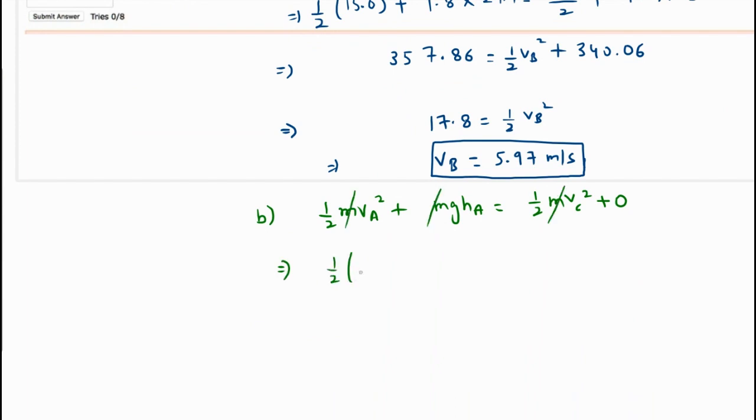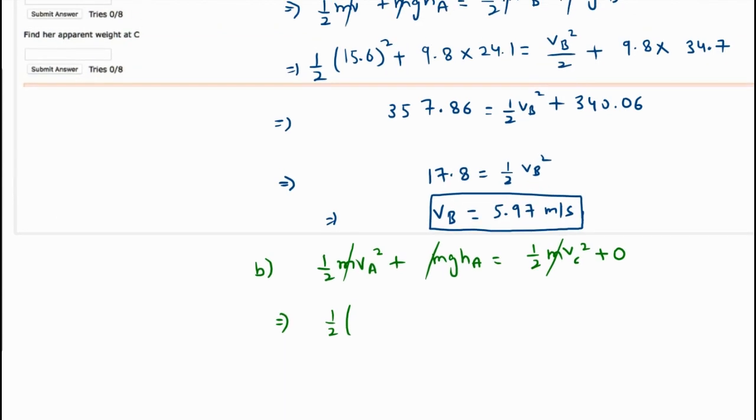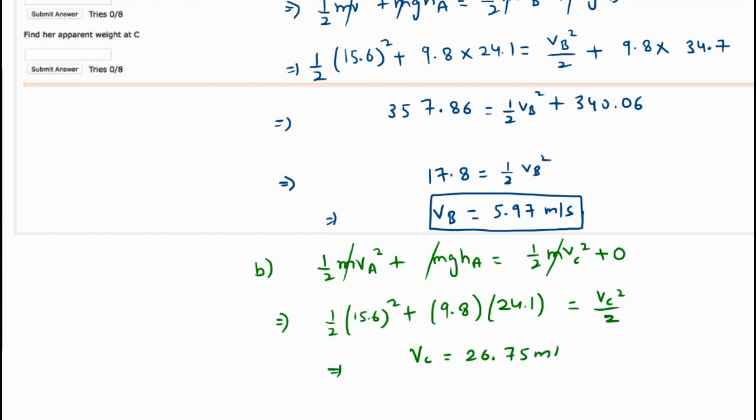Let's substitute the values. What was v? That was 15.6. What was g? That's 9.8. What was h_A? That's 24.1. That equals v_C square over 2. So v_C is the square root of 15.6 square plus 2 times 9.8 times 24.1, and this comes out as 26.75 meters per second. That is the velocity at C.